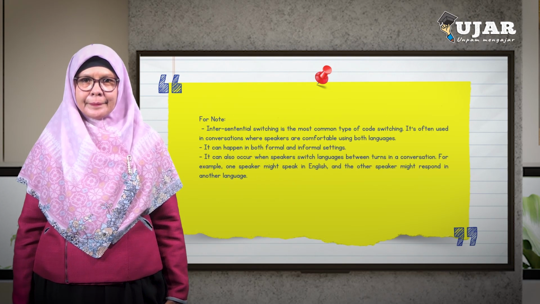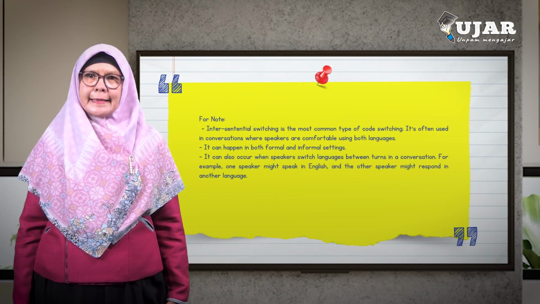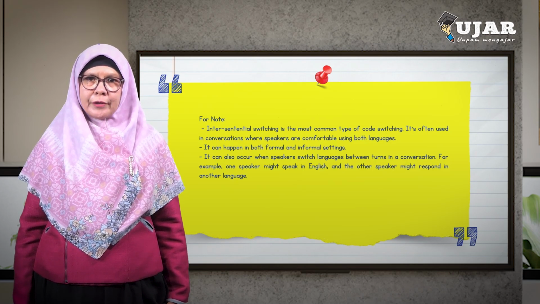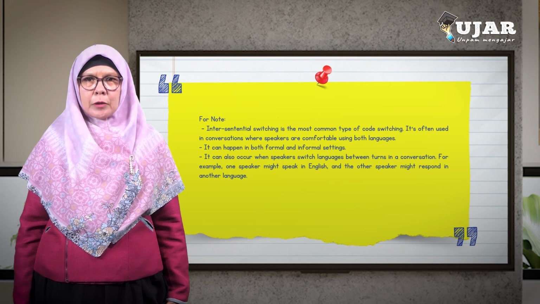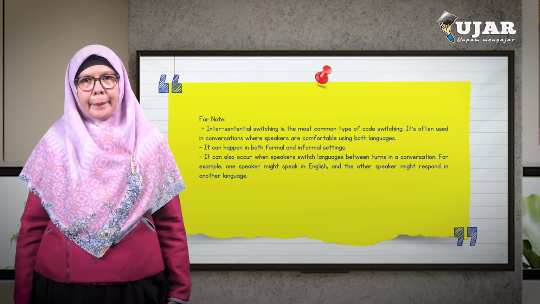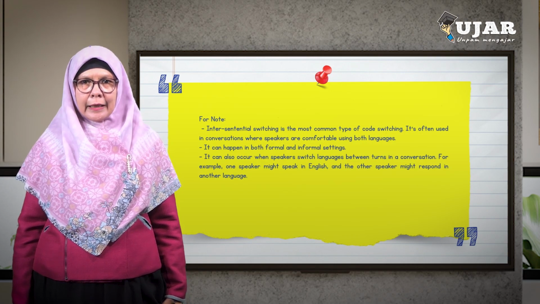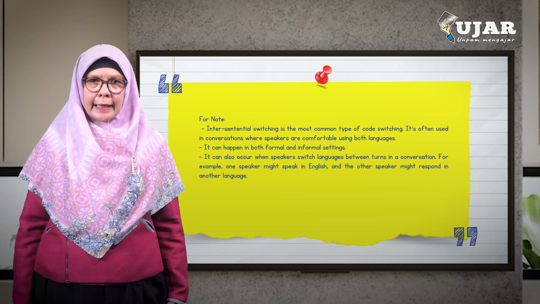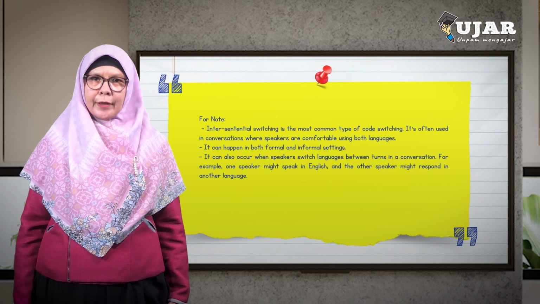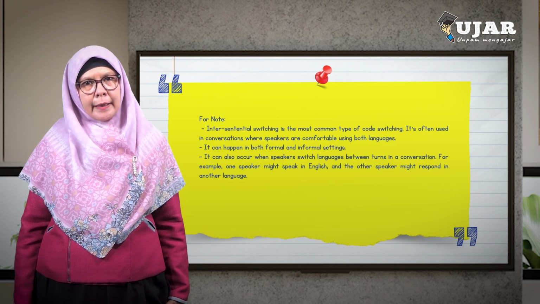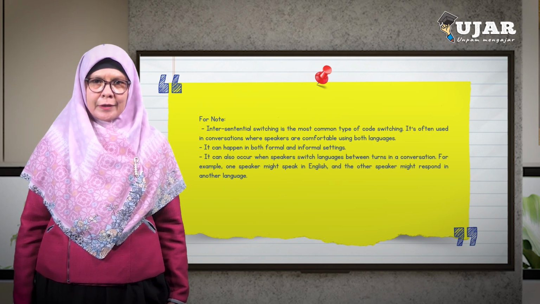For note, intersentential switching is the most common type of code switching. It's often used in conversation where the speakers are comfortable using both languages. It can happen in both formal and informal settings. It can also occur when speakers switch languages between turns in a conversation. For example, one speaker might speak in English and the other speaker might respond in another language.